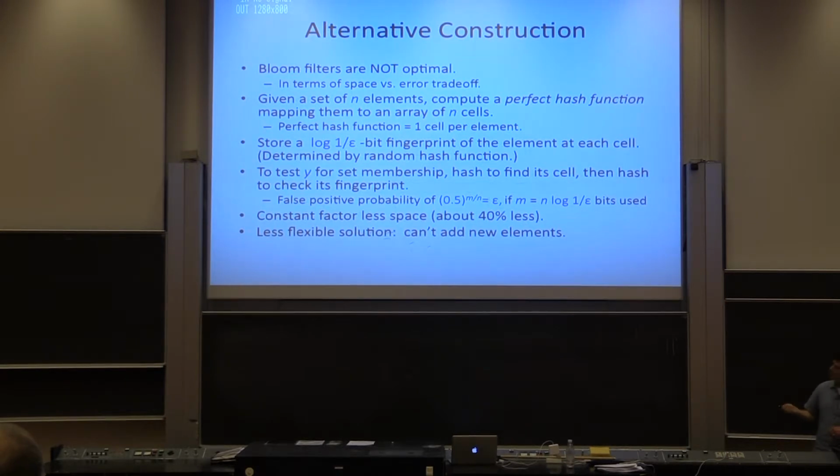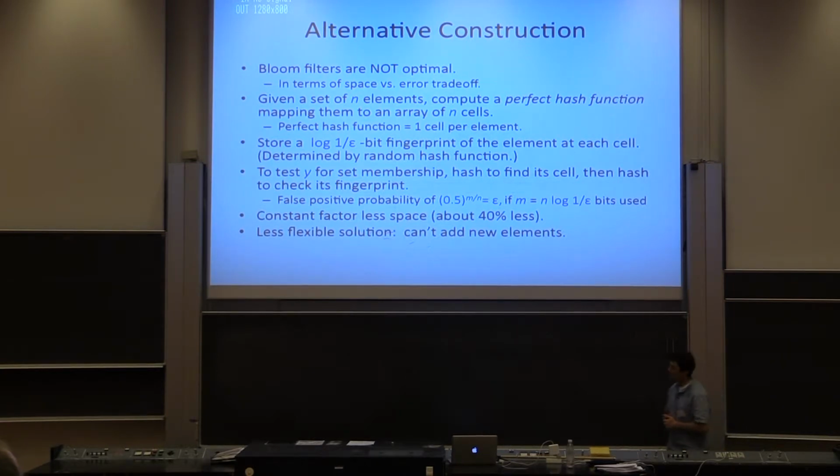In particular, it's a less flexible solution. In a Bloom filter, I don't really have to know the exact number of elements in advance. As long as I have a good approximation, that's fine. I can always throw in another element by hashing it and placing ones in the appropriate positions. Whereas here, this is a much less flexible solution. I can't readily add new elements without essentially finding a new perfect hash function.